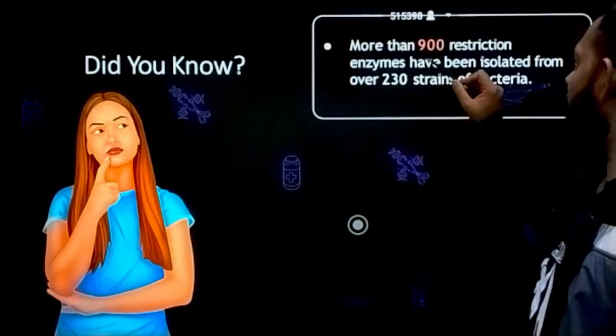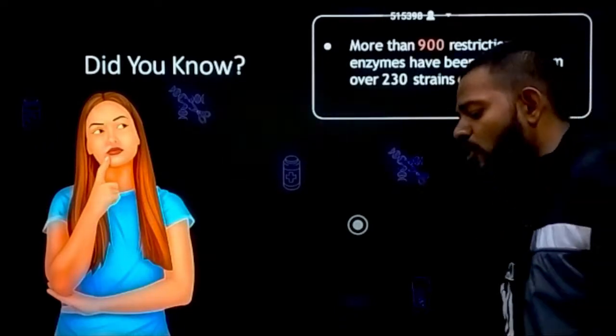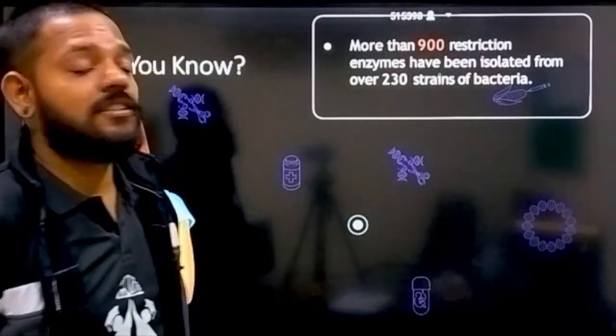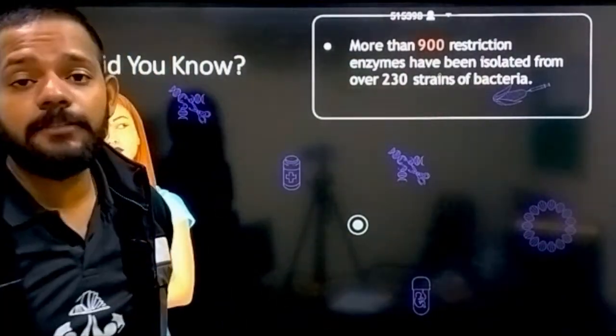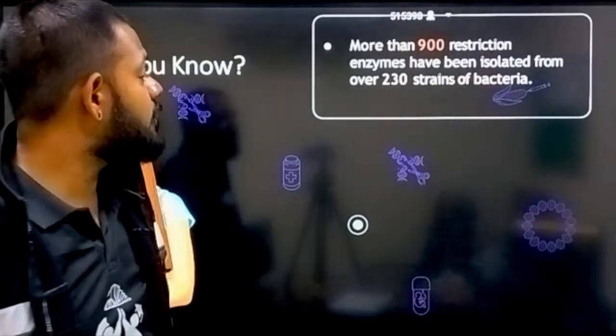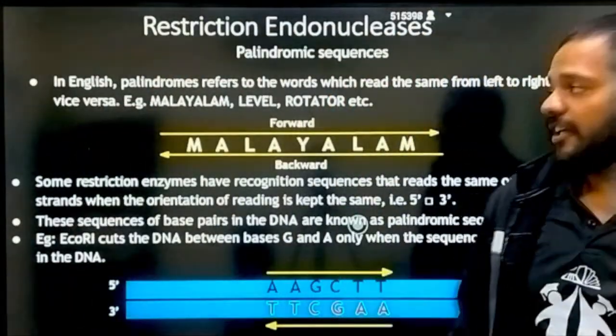So did you know more than 900 restriction enzymes have been isolated from over 230 strains of bacteria? Till now, more than 900 restriction enzymes have been discovered and isolated from 230 strains of bacteria. Okay, so that is a general knowledge thing.